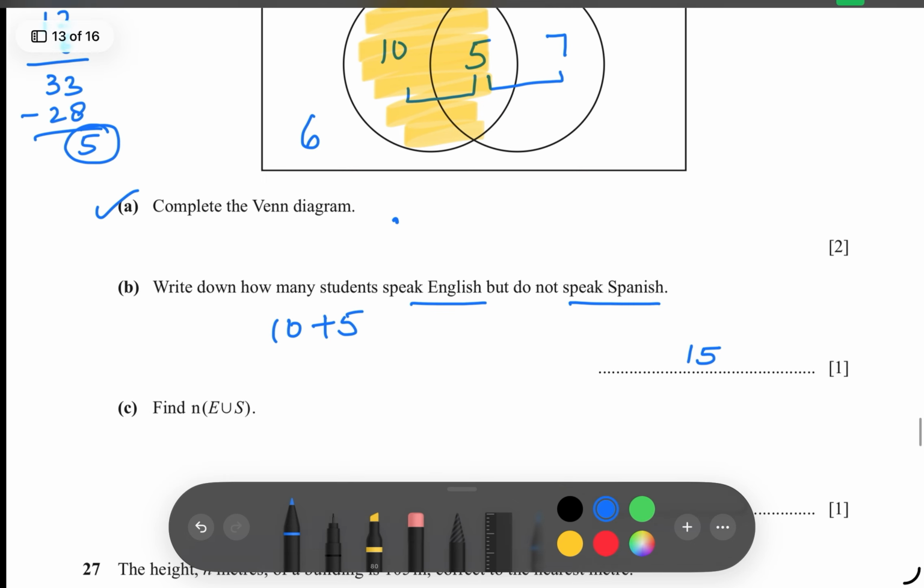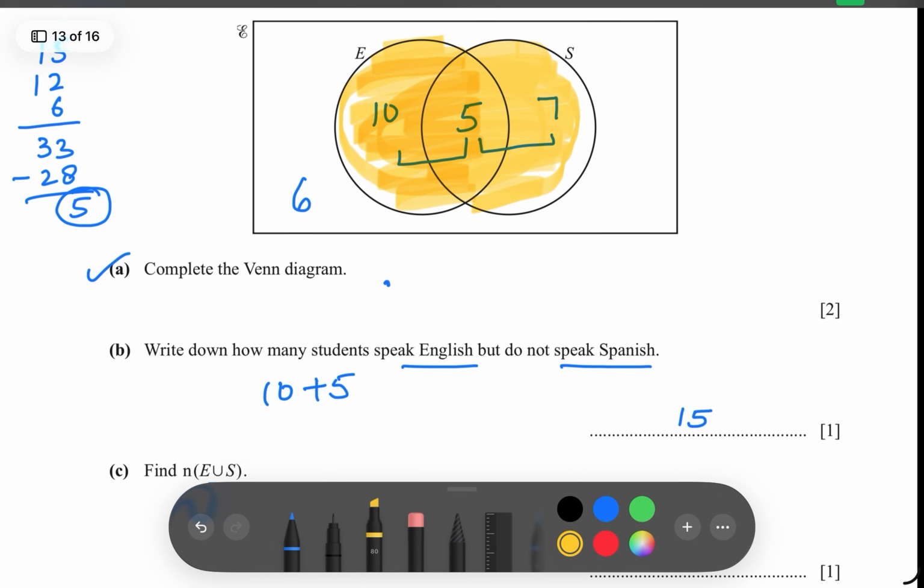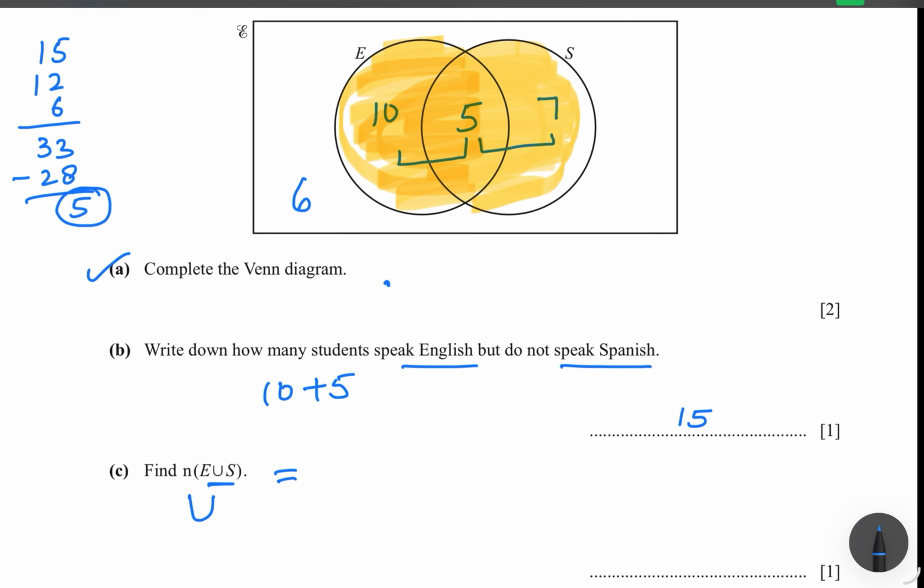Now we are looking to find the number of elements in E union S, when you have this U, that is union. So everything that is in E and S. Meaning we are combining E and S. So E and S, we will now add this part as well. So what do you have here? You have 10 plus 5 plus 7. So we are going to add here, it's 10 plus 5 plus 7. So this is 22. So final answer is 22, right?